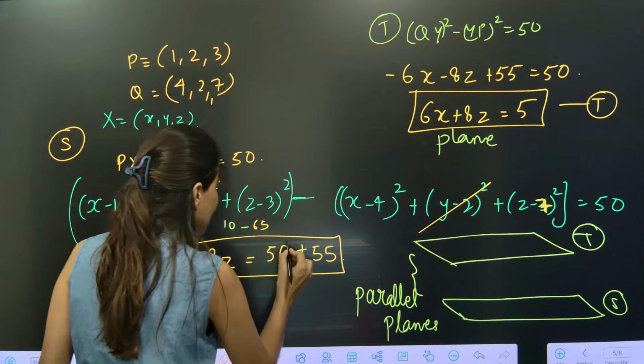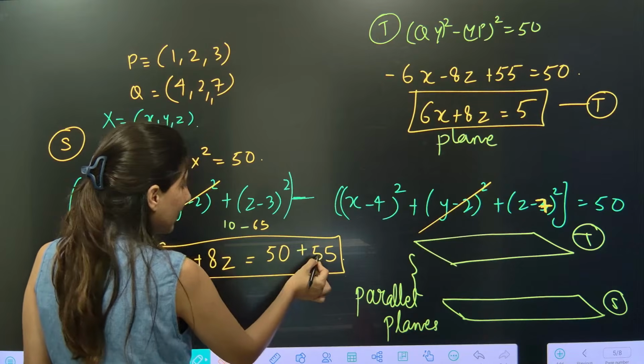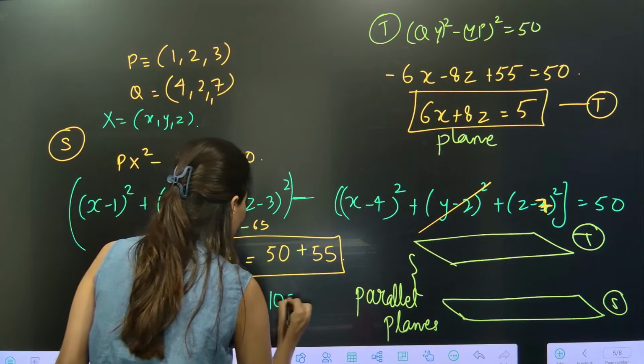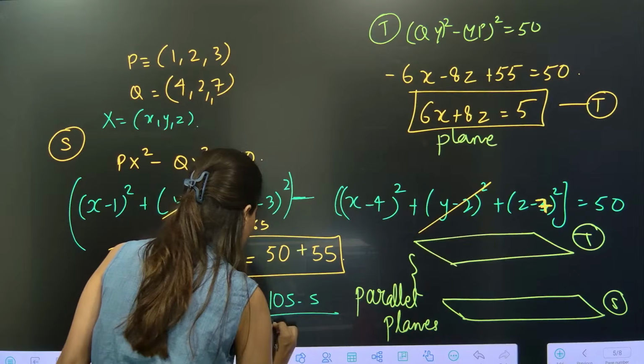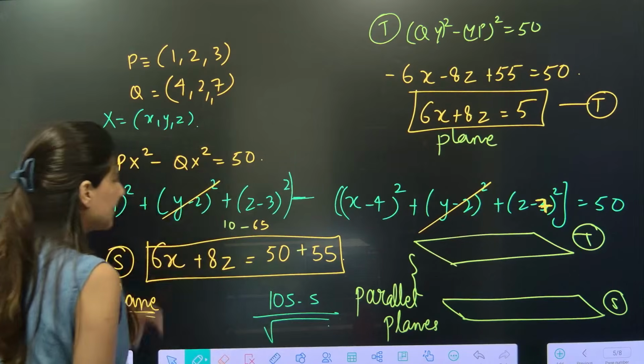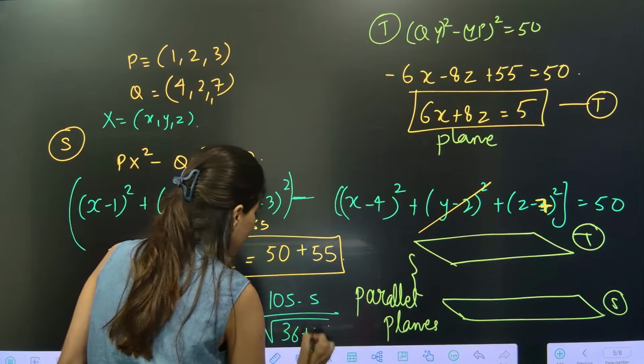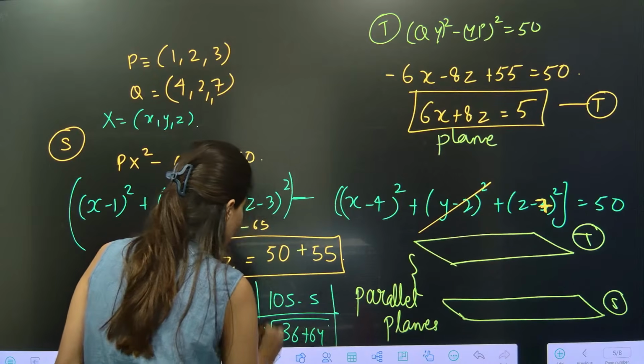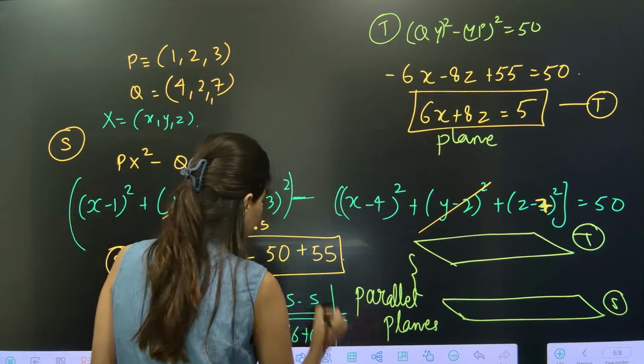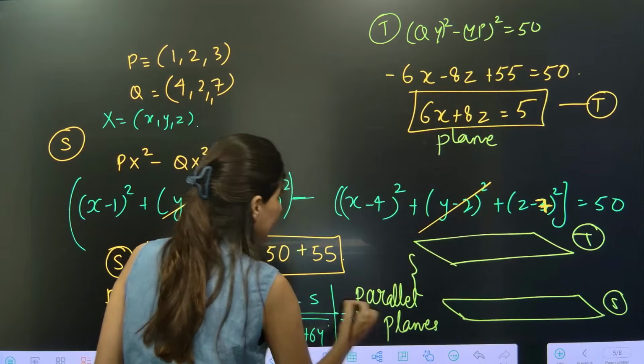Absolutely. Let's do it. So this is 105 and this is 5. So (105 minus 5) upon square root of 36 plus 64, and there is this mod also. So this is 100 upon 10. So 10 is the distance between the planes.